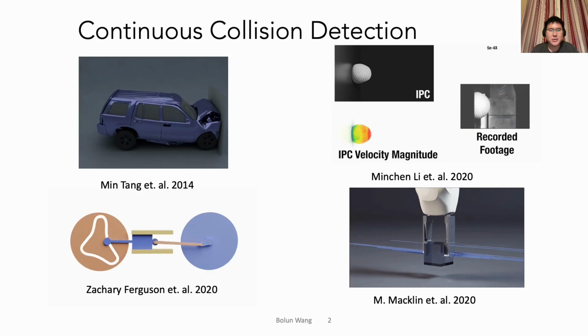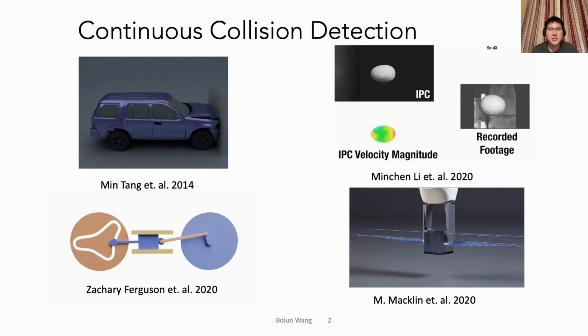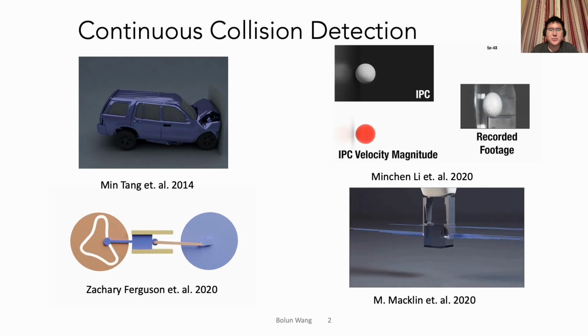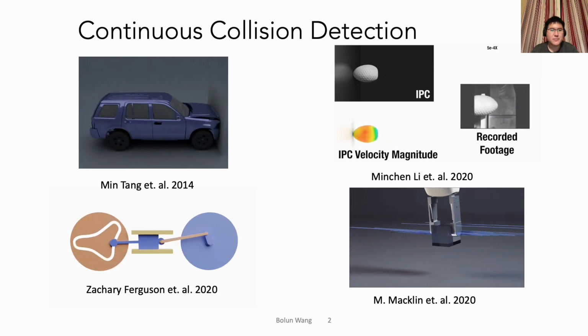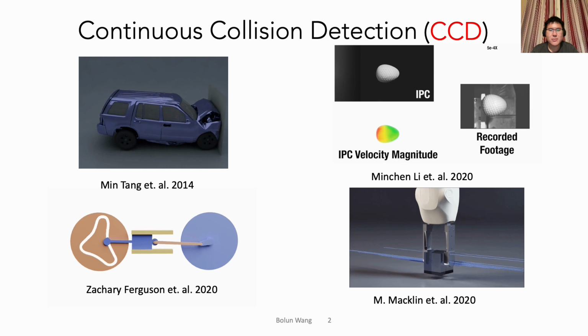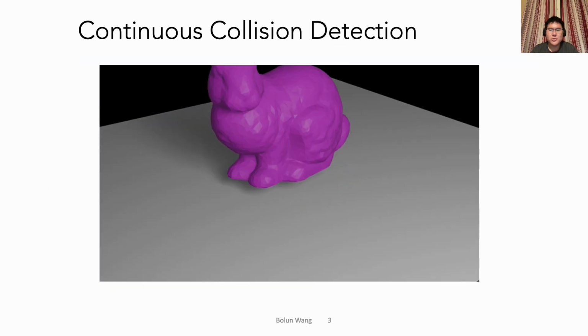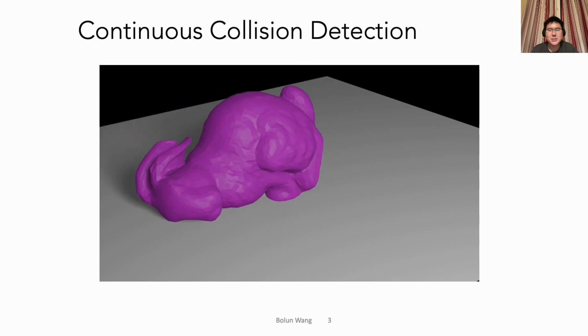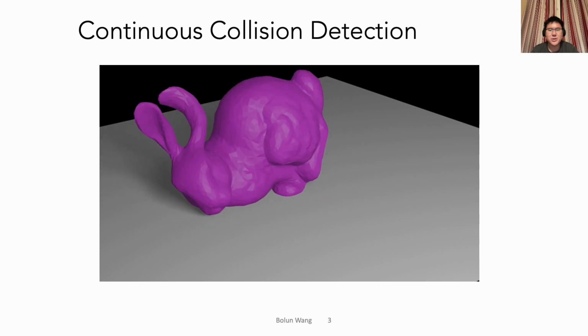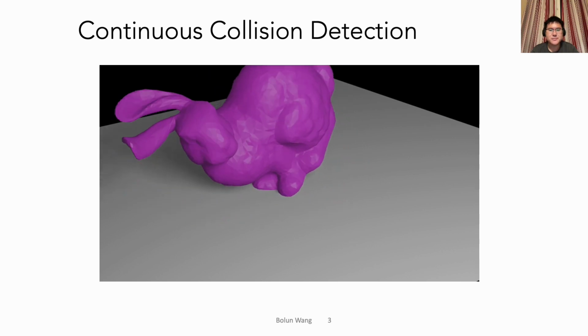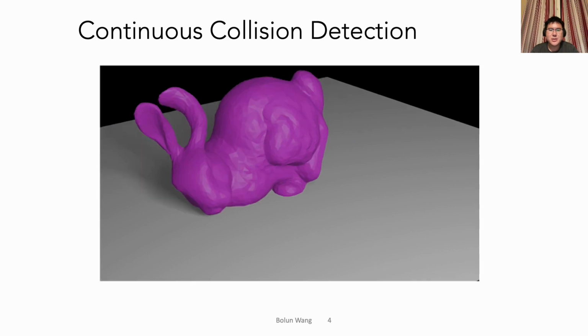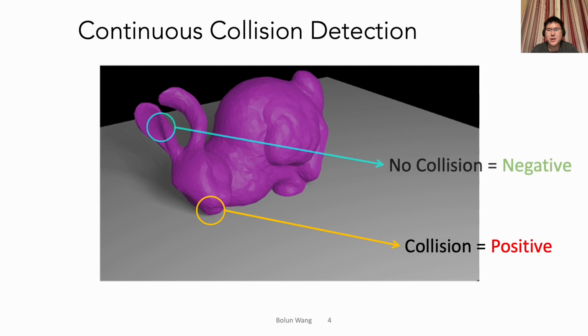Continuous collision detection, for short we call it CCD, is widely used in physical simulations. It's an important tool to guarantee two moving objects will not pass through each other. CCD algorithms report positives when collision happens, otherwise report negatives.